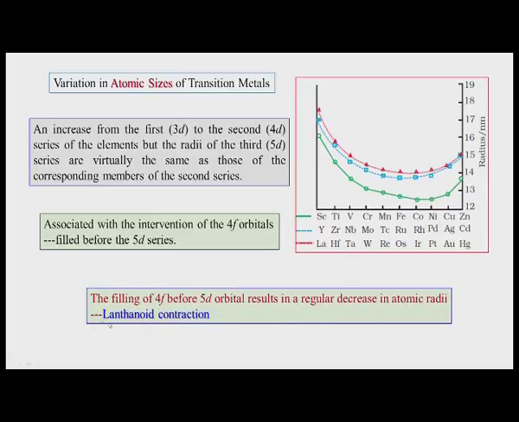That is why these two series, the 4d and 5d series, have atomic sizes that are very close by. And just now what I told you, we can define this by stating that the 4f orbital is filled before the 5d orbitals. So, in the 5d orbitals we are not able to touch the filling of electrons from hafnium to gold. The lanthanoids are filled first, and this results in a regular decrease in atomic radii. Since we are talking about atomic sizes, the atomic radii decrease in that fashion, and we call it the lanthanoid contraction.